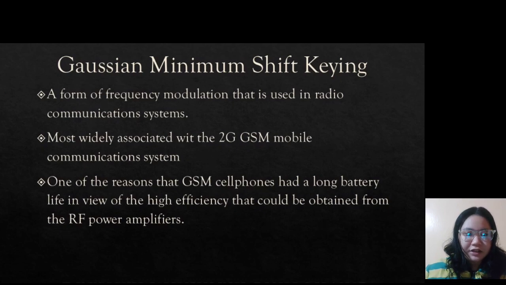Gaussian Minimum Shift Keying, or to give it its full title, Gaussian Filtered Minimum Shift Keying, or GMSK, is a form of frequency modulation that is used in radio communications systems and is most widely associated with the 2G GSM mobile communication system, where it proved to be an effective form of modulation. It was one of the reasons that GSM cell phones had a long battery life in view of the high efficiency that could be obtained from the RF power amplifiers.